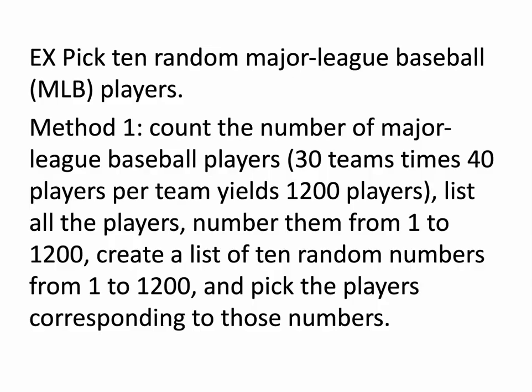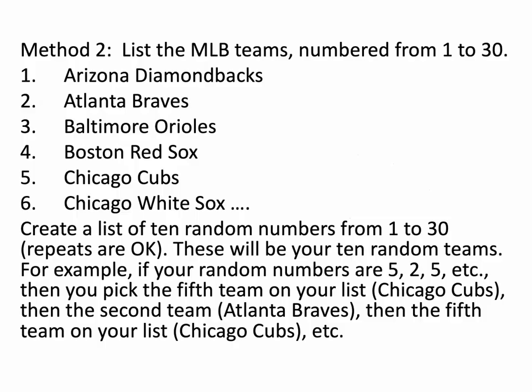Let's say, for example, you wanted to pick 10 random Major League Baseball players, MLB players. Here's method 1. Count the number of Major League Baseball players. Well, that's 30 teams times 40 players per team, 40-man roster, yields 1,200 players. List all the players, number them from 1 to 1,200, create a list of 10 random numbers from 1 to 1,200, and pick the players corresponding to those numbers. So that's one way to do it. To be honest, it's kind of cumbersome to come up with such a list because there's no nice online list that has all 1,200 current MLB players.